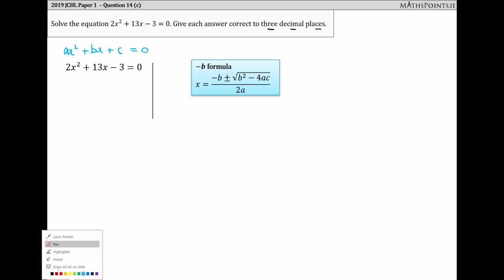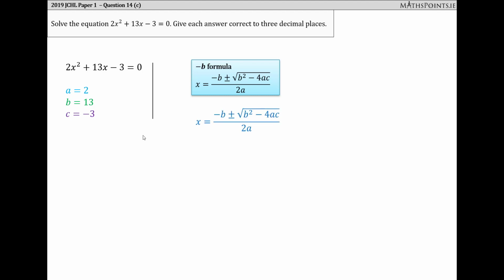So now that it's in the correct format, we can label the a, b and c. A is going to be the number in front of the x squared, which is 2. B is going to be the number in front of the x, which is 13. And c is going to be the number independent of x, which is minus 3. And the minus is really important. If we don't include the minus, the two answers we get at the end will be incorrect.